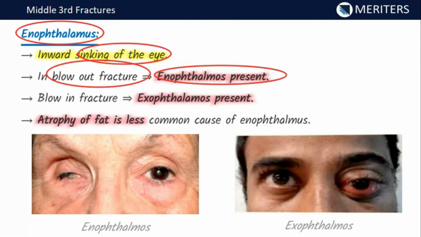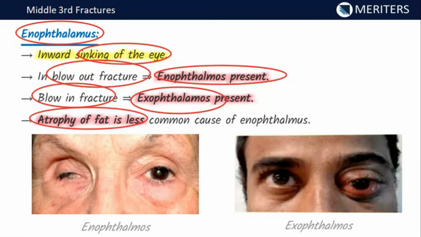Then in blow-in fractures, there is outside movement of the eyeball, that is known as the exophthalmos. So atrophy of fat is also sometimes the cause for the enophthalmos, but it is a less common cause. Most common cause is the blowout fractures. So we can appreciate here the enophthalmos, the eye has already sunk inwardly, and we can see the eye has moved out. It is known as the exophthalmos.